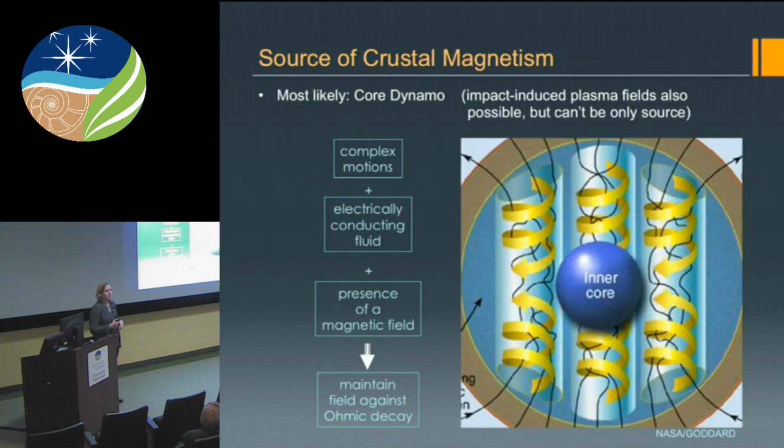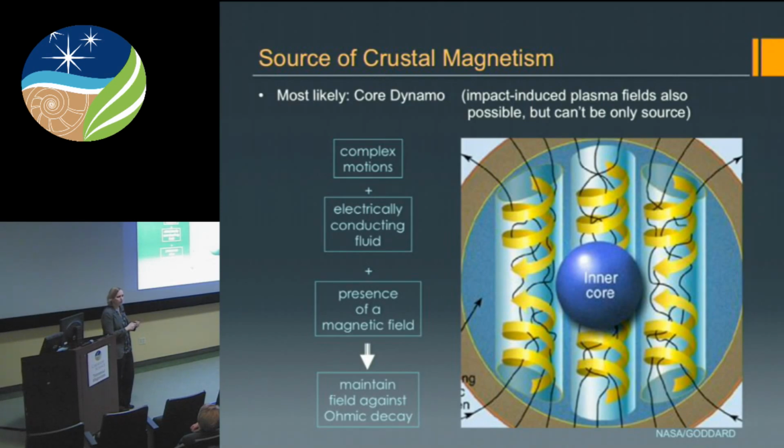Now, the only way to explain a long-lived magnetic field on the moon during this time is through a dynamo process. The basic idea is that you have complex motions in electrically conducting fluid in the core of the moon. If there is a presence of a magnetic field, then those motions can interact with those magnetic fields and regenerate them faster than they decay through ohmic dissipation. That's what you call a self-sustaining dynamo. And this is really the only way to explain the long-lived fields.